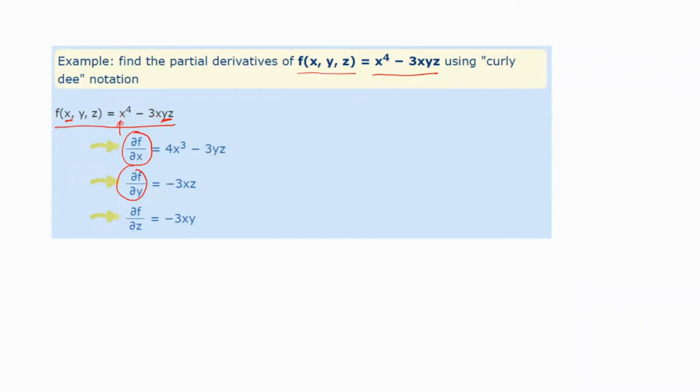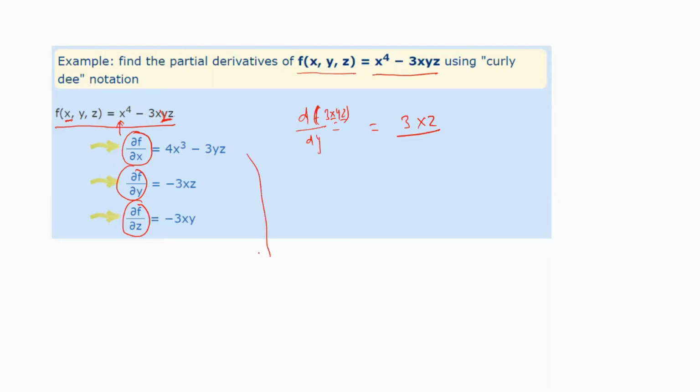And 3xz, because differentiation of this function f with respect to y. How much? This function 3xyz will be 3x and z. Okay, x and z will act as constants. Now again, the differentiation of the function f with respect to z is minus 3xy.